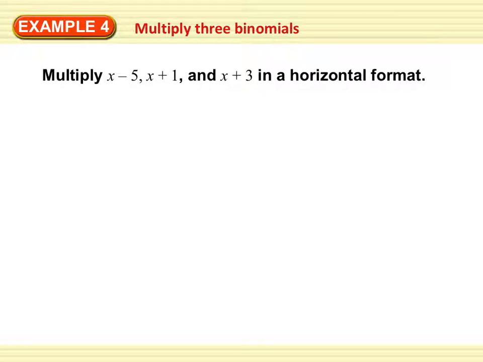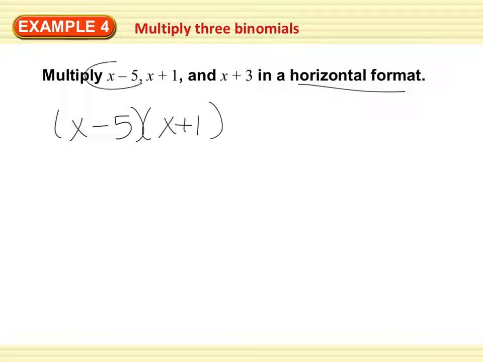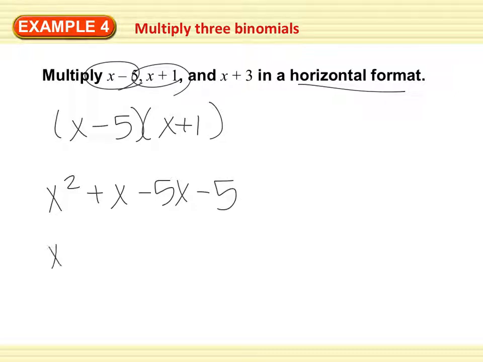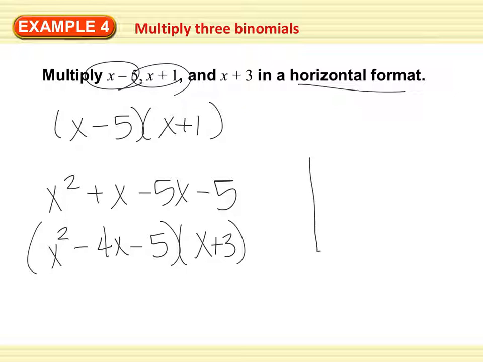Okay, 3 binomials, not a big deal. Horizontal format. I have binomials, so I'm going to FOIL any combination of them. I'm just going to grab these first 2 and FOIL them. Okay, first, outer, inner, and last. Collect like terms. A positive 1 and a negative 5 is a negative 4 and minus 5. So I still need to multiply this by x plus 3, which I'm going to use the box method.